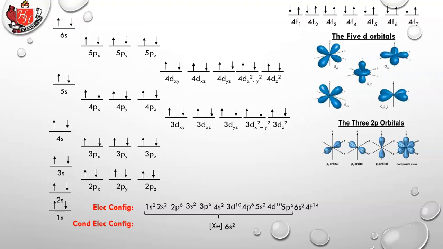But you can do the condensed electron notation simply by writing xenon, the noble gas in the previous row. So that would be xenon, and then write the rest of what you have there. So the xenon takes you all the way through 5p6, and then you still have the 6s2 and the 4f14 after that. So you go ahead and write it, and you can see that the condensed electron notation is much shorter.